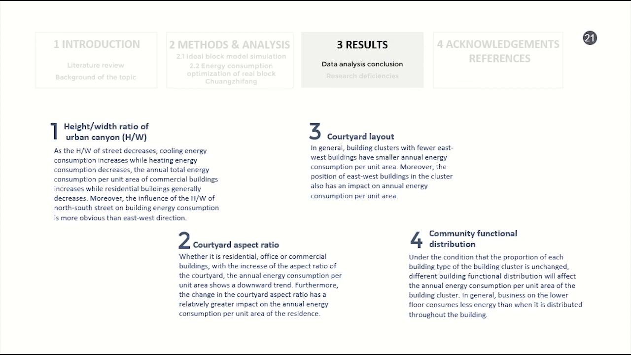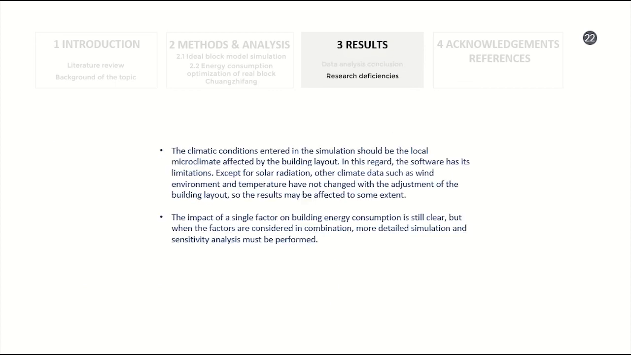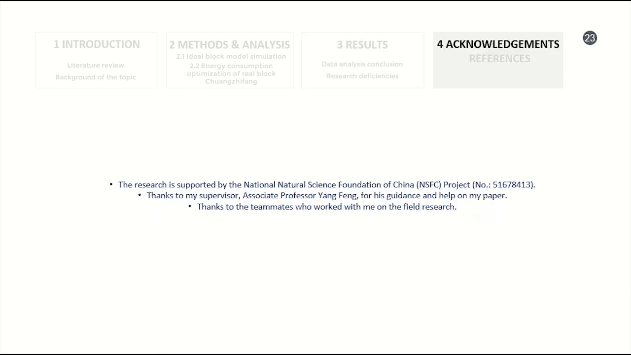Due to the limited time, the previous results are no longer summarized. In terms of research deficiencies, the climatic conditions entered in the simulation should be the local microclimate affected by the building layout. In this regard, the software has its limitations. Except for solar radiation, other climate data such as wind environment and temperature have not changed with the adjustment of the building layout, so the results may be affected to some extent. Finally, the impact of a single factor on building energy consumption is still clear, but when the factors are considered in combination, more detailed simulation and sensitivity analysis must be performed.